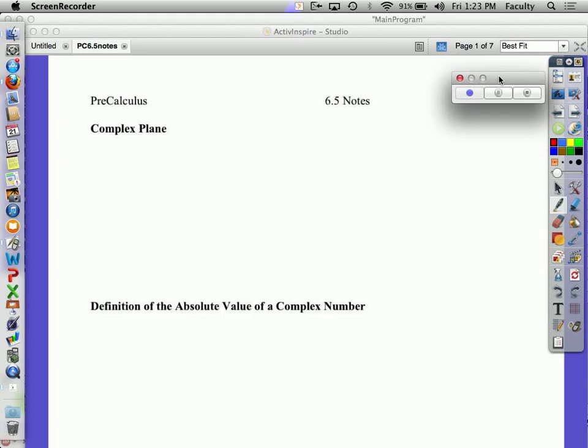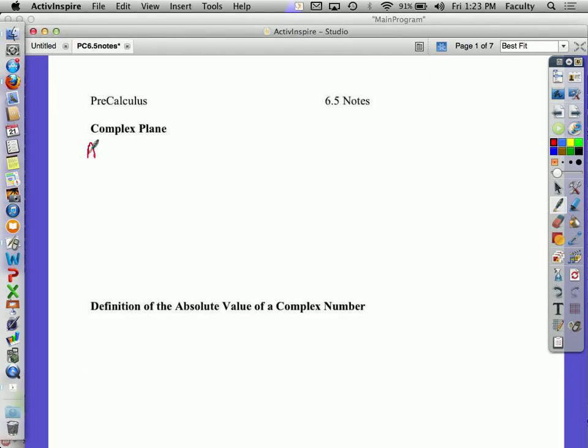6.5. We are going to start off with some review and then get into our new material. So we're going to start with reviewing the complex plane.